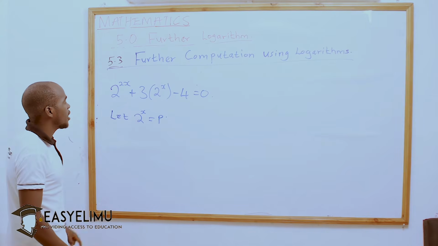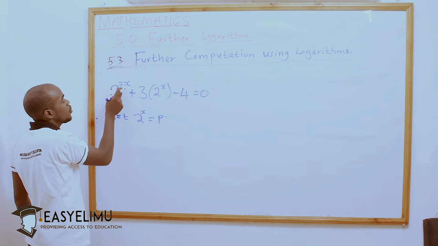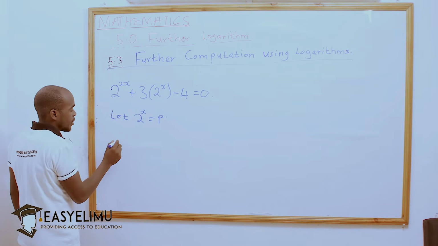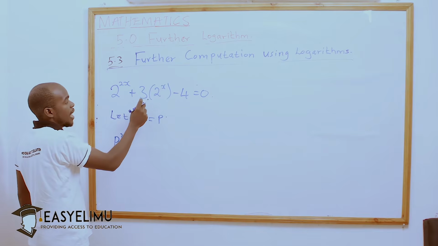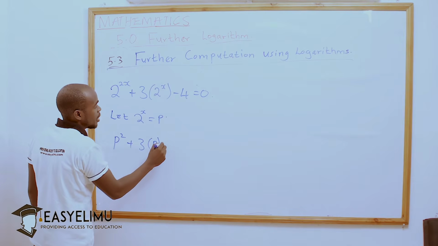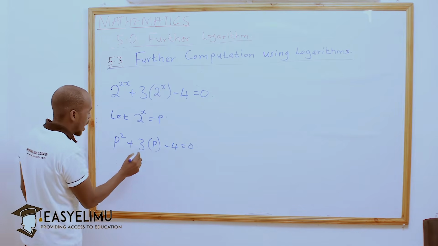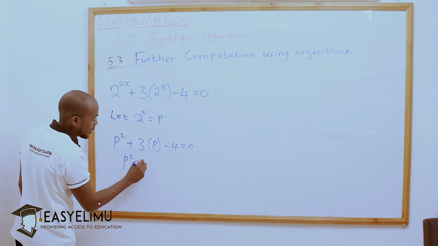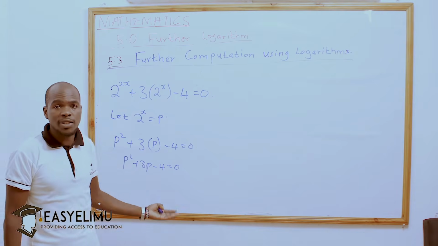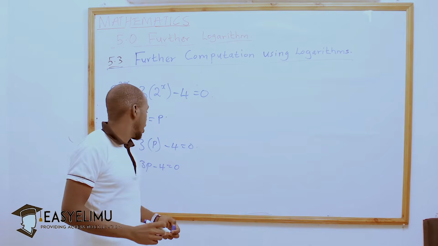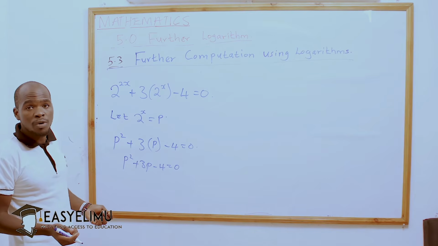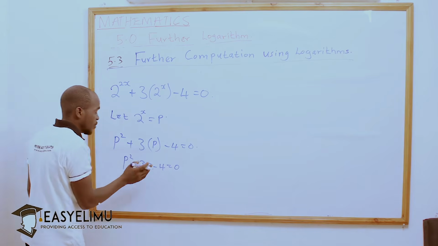If we let it be p, then because it's 2 raised to x, 2 raised to 2x shall be our p squared. We are substituting, and here we shall have plus 3 into p, so it will be p squared plus 3p minus 4 equal to 0. We have formed a quadratic expression whereby we can find the value of p by factorization, or we can use other methods of solving a quadratic equation. But here let's just use factorization.